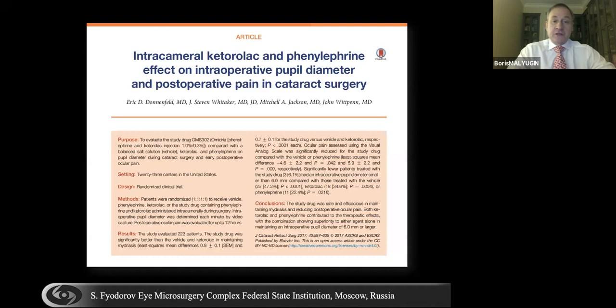And this is a publication showing that we can not only sustain the pupil dilation during the surgery, but also decrease the postoperative pain. However, it is to be mentioned that the pupil is very small at the very beginning, so this pharmacologic combination will not give you pupil expansion. It gives you just sustainability of the pupil size throughout the procedure.